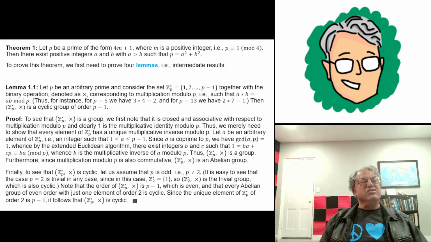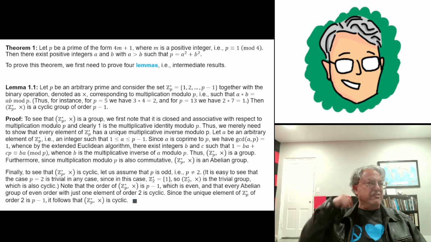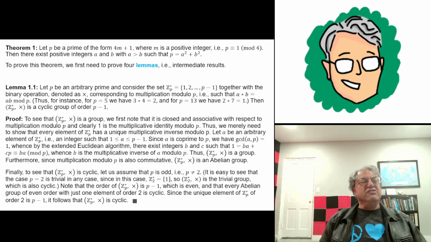But now we're going to make it into a group by giving it a binary operation, which I'm calling times. But it's really multiplication modulo p. And this is another thing you have to know about, modular arithmetic. Again, this isn't a very complicated topic. It's just remainders. Modular arithmetic just deals with remainders. So when I say mod p, really I'm saying the remainder after you divide by p. I hope that's not too complicated, but just keep this in mind.